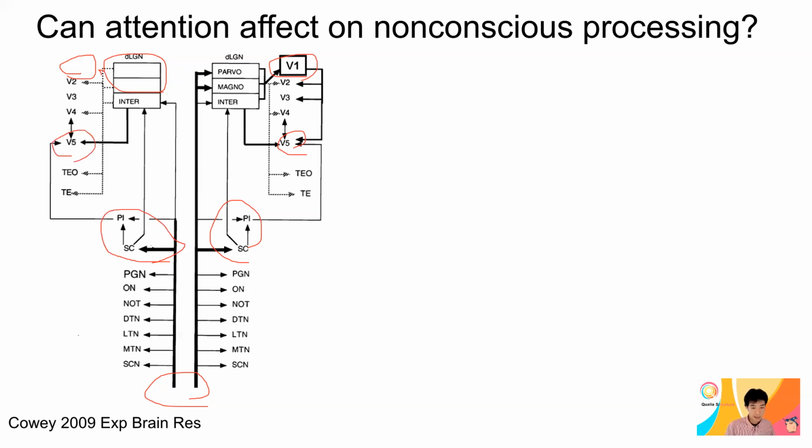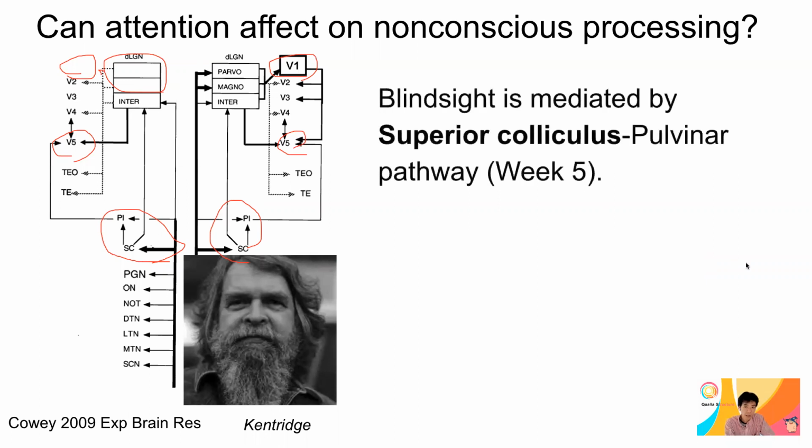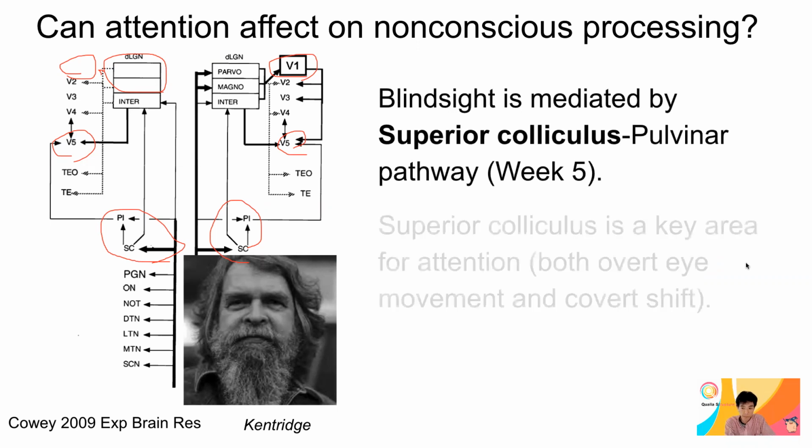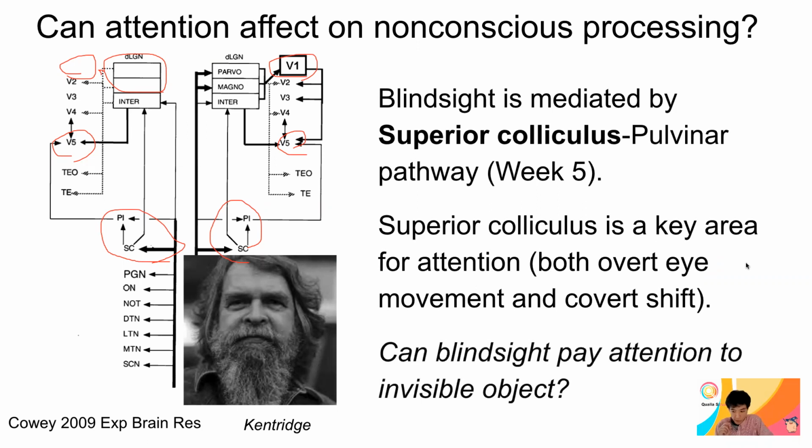Okay, and I briefly mentioned this before, but the superior colliculus and pulvinar are an important area in terms of attention. So Bob Kentridge, who has been studying this blindsight patient, has come up with the following idea. Blindsight is presumably mediated by the superior colliculus to pulvinar pathway. And the superior colliculus is a key area for attention control, both overt eye movements and covert shifts. That's established through neuronal and also patient work. The clever thing he came up with is: is it actually possible for the blindsight patient to pay attention to the invisible object? It was quite a weird question at the time, but later on it made sense for many reasons, and that's what I'm going to explain next.